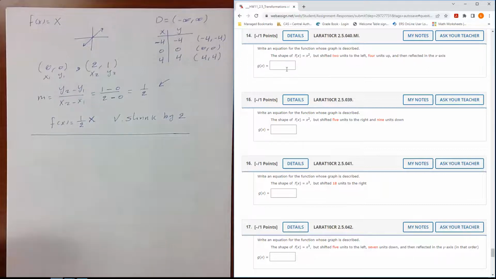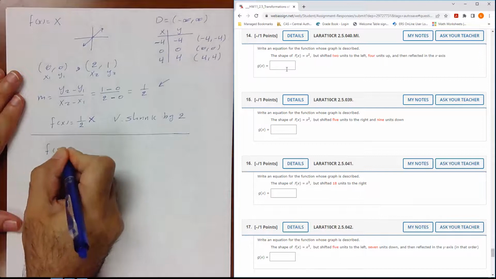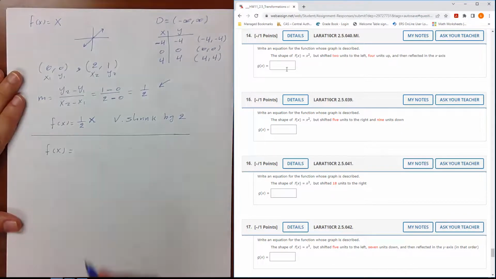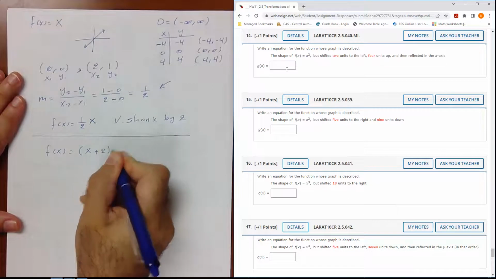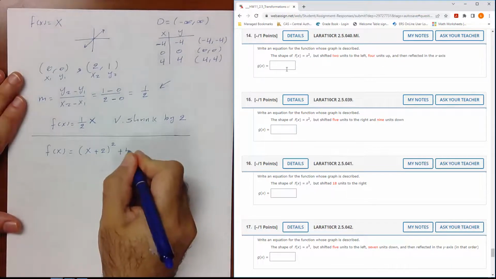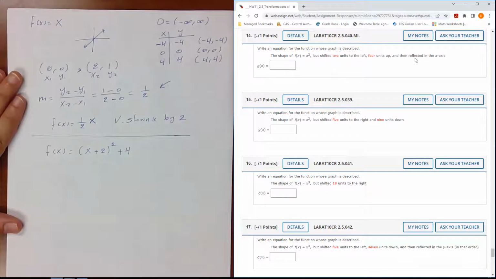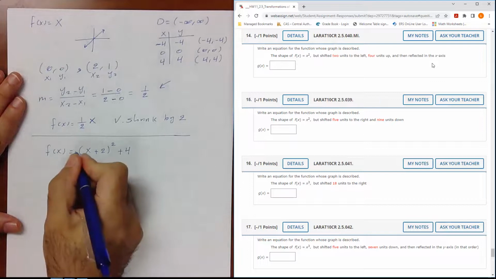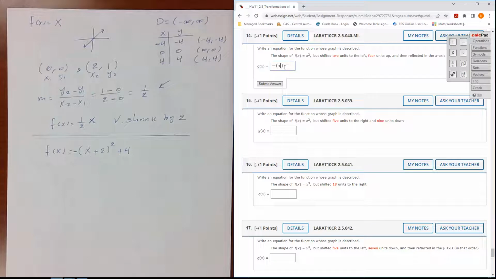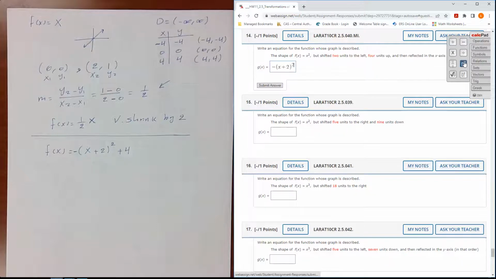That means f of x equals, shift 2 units to the left. So it's going to be x plus 2, because it's inside the function. Then shift 4 units up, that means I'm going to add 4 units up, and reflected over the x-axis. Reflect over the x-axis means a negative sign outside the function. So here is going to be negative, parentheses, x plus 2, and do not forget the squared, and here is going to be plus 4. That's it for this example.